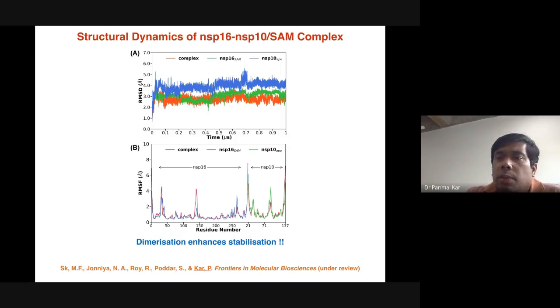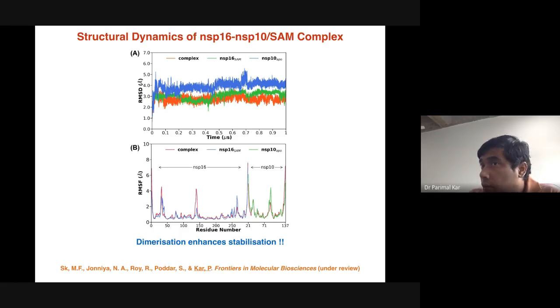We studied these 3 different systems, and we see that NSP10 is very dynamic when it is in the APO state, but when they bind, the RMSD lowers, so that means the heterodimer is more stable. The binding of NSP10 to NSP16 gives stabilization to it. And the RMSF, the root mean square fluctuation, basically tells you which amino acids are more fluctuating, and which amino acids are most rigid.